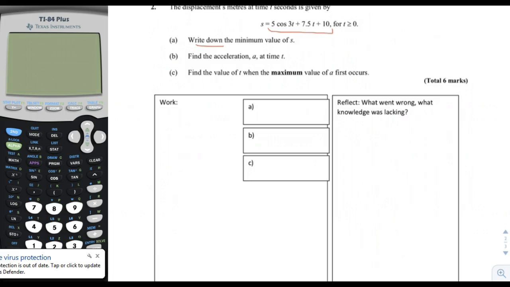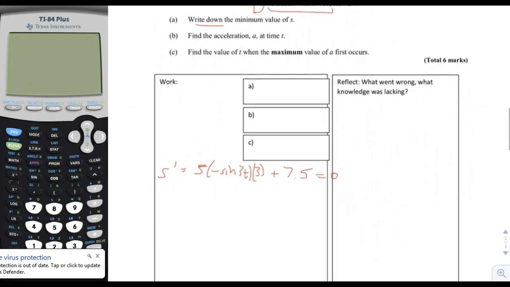Okay? So, the way you would do this is what you always do, right? If you want to find the minimum or maximum points of the function s, you're going to want to take the first derivative, and that gives negative sine 3t, chain rule 3, plus 7.5, right? So that is the first derivative of s. And if we set this equal to 0, then we'll be able to find the stationary points. And one of those stationary points might be the minimum.